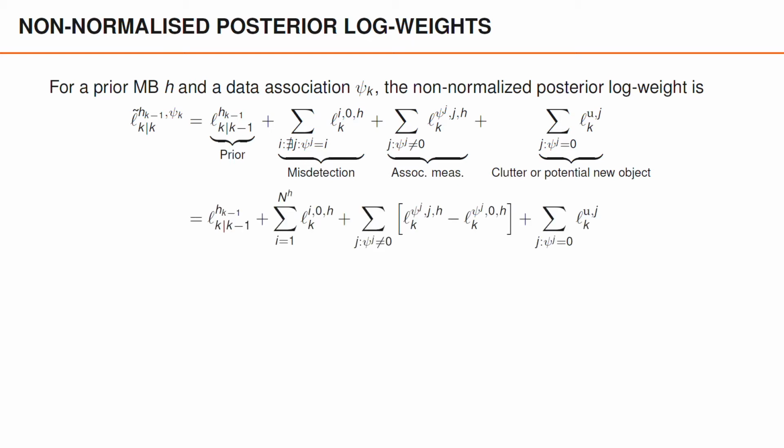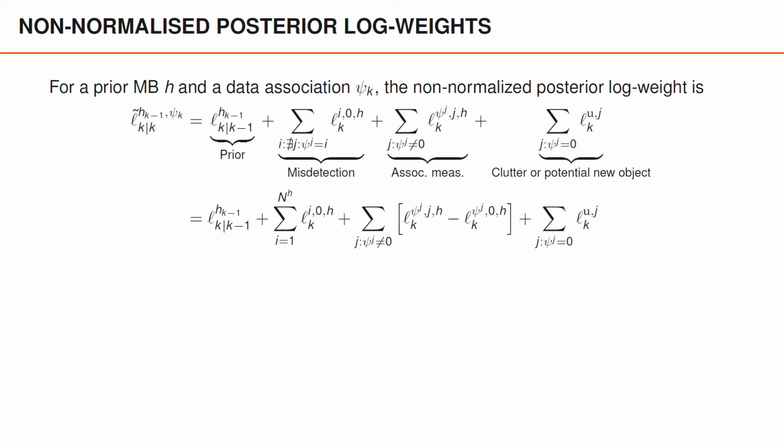Just like we did in the MBM filter, we can rewrite this by adding 0. And doing so, we get the prior log weight plus the sum of misdetection log likelihoods for all Bernoullis plus the sum of the difference between the association log likelihood and misdetection log likelihood for all measurements associated to a Bernoulli, plus the sum of log likelihoods for measurements associated to clutter or a new object.